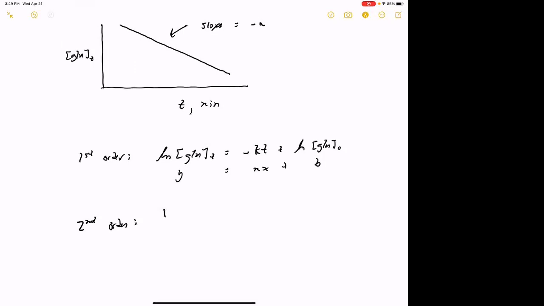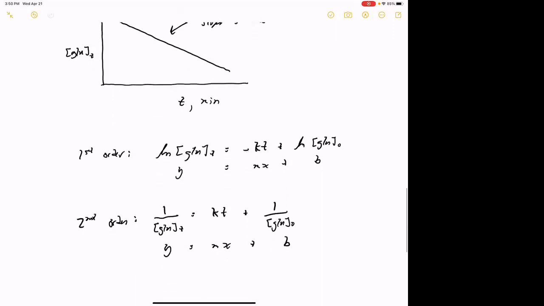That's the 1 over the concentrations. That's the inverse, so it's 1 over the concentration of the glucose at time t is equal to positive kt, so it's positive 1 this time, plus 1 over the concentration of glucose initial. So again, y equals mx plus b. If you plot this out as a second order plot and it's linear, that tells you that your order with respect to glucose is second order.